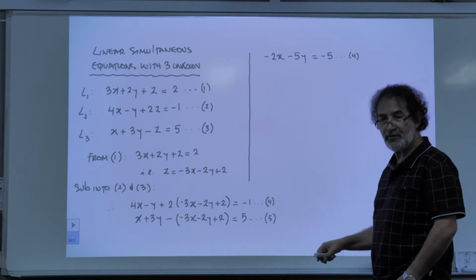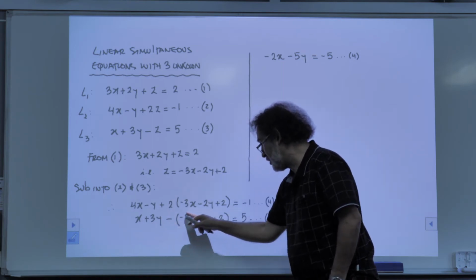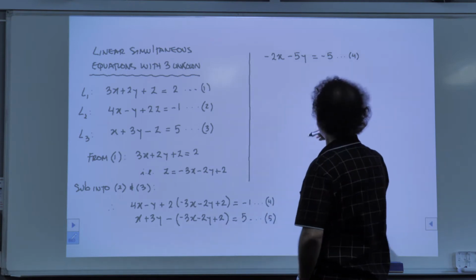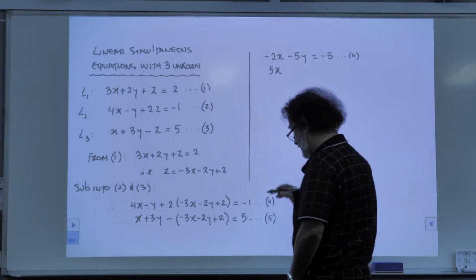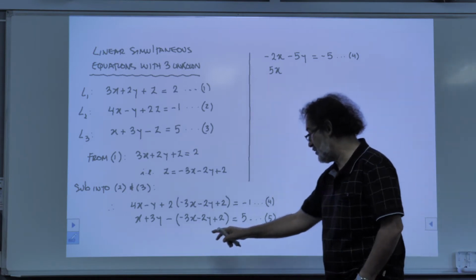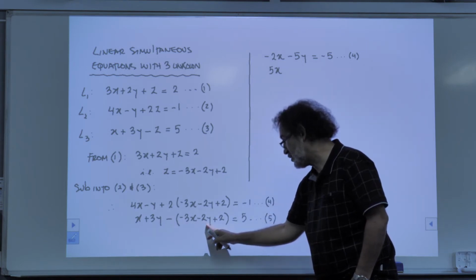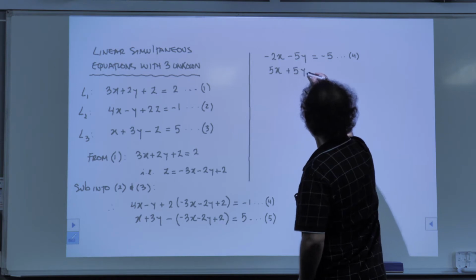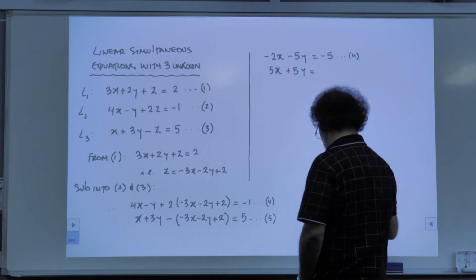Okay, so if you look carefully, you're going to have x, and in here you're going to have plus 3x, because negative and negative make a positive. So we're going to have 5x. So that is the simplification for the x's. And then we're going to have 3 and 2, so we're going to have 5y. Isn't it 4x? Yes, correct.